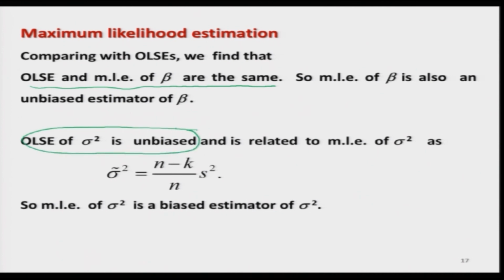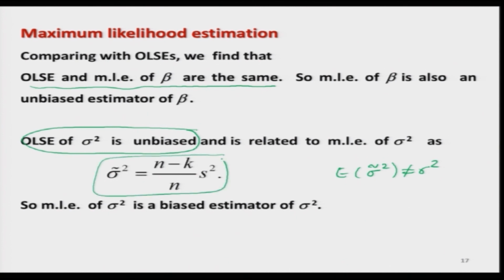In case of the estimator of sigma square, the OLSE of sigma square can be found to be an unbiased estimator, because this is the way it has been obtained. Right. But the MLE of sigma square, which is sigma tilde square, is not equal to sigma square, and if you try to find out the relationship between the two, it comes out like this.